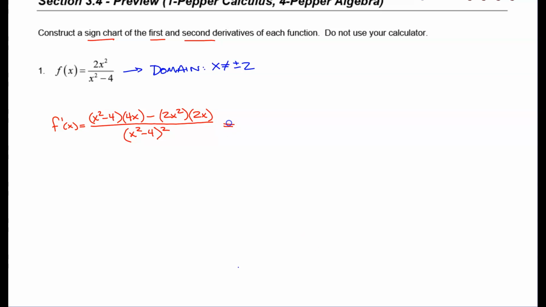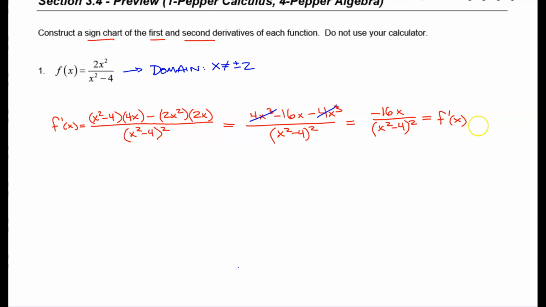Really not very helpful in this form, because the only thing I can do if I wanted to construct a sign chart for this is, I can see what happens in the denominator, because that's pretty compact, but I'm going to need to expand and simplify the numerator to really analyze this derivative in more detail. All right, folks, there's my first derivative, and that's as simplified as it's going to get. So now we can go ahead and make a sign chart for that.